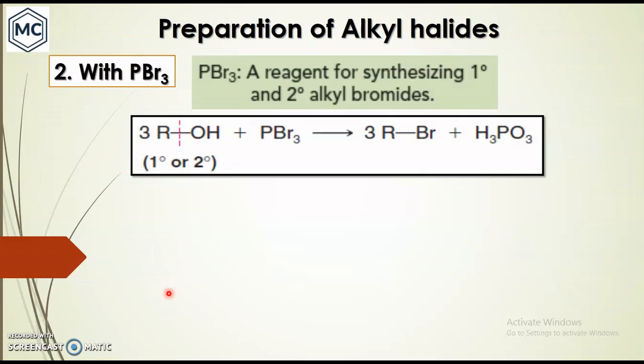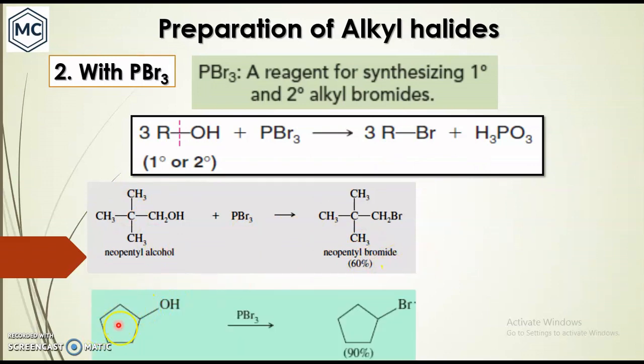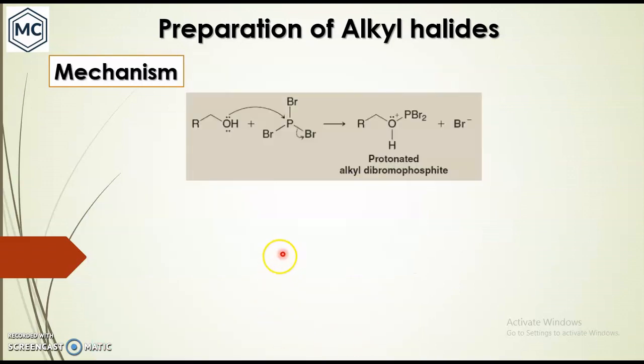Next reaction, preparation of alkyl halide by using phosphorus tribromide. You know, phosphorus tribromide and thionyl chloride, these two reagents are used for synthesizing mainly primary and secondary alkyl halides. So primary or secondary alcohol with PBr3, you get alkyl halide. One example, neopentyl alcohol with phosphorus tribromide, you get neopentyl bromide. Second example, cyclopentanol with phosphorus tribromide, you get the corresponding alkyl bromide. Now let us see the mechanism of this reaction.